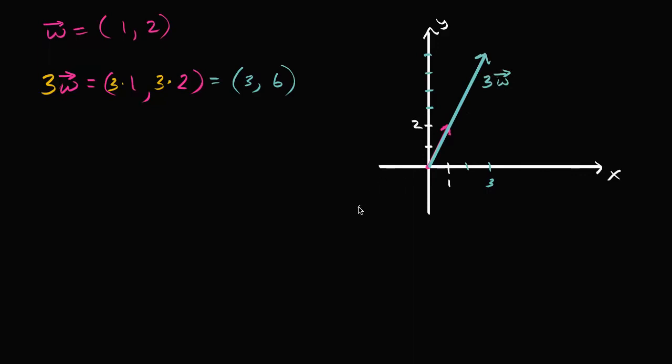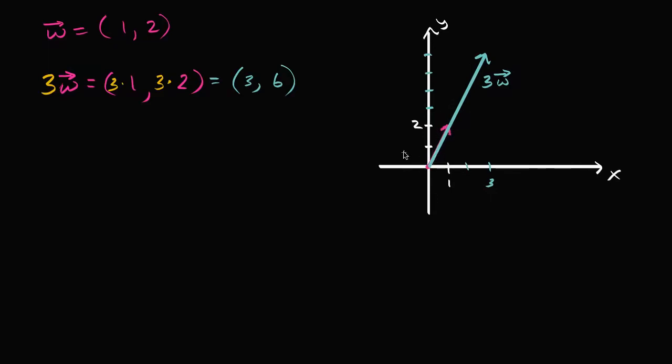Now notice what happened when I multiplied it by the scalar. The direction didn't change, but the magnitude did. And you see what the magnitude changed by. It increased by a factor of 3. The length of my blue arrow now is 3 times the length of my magenta arrow.